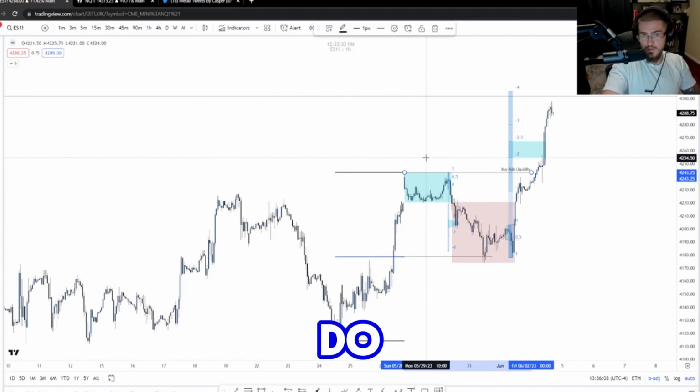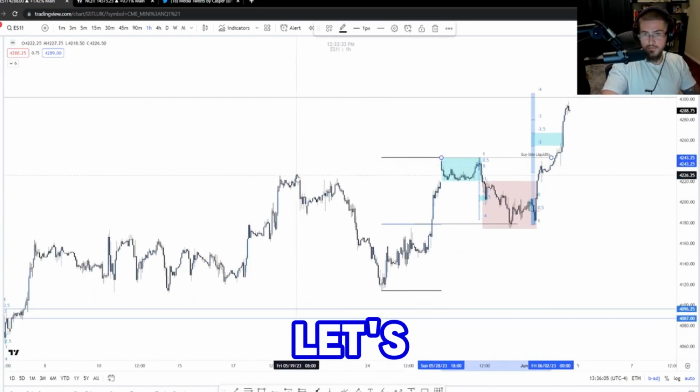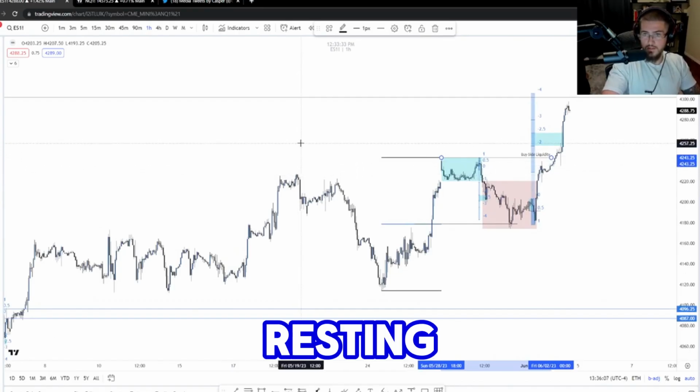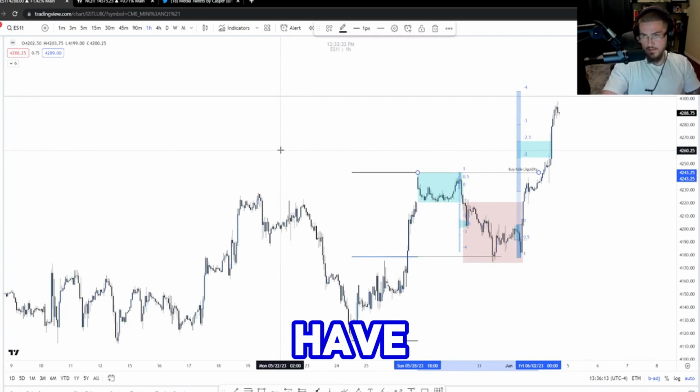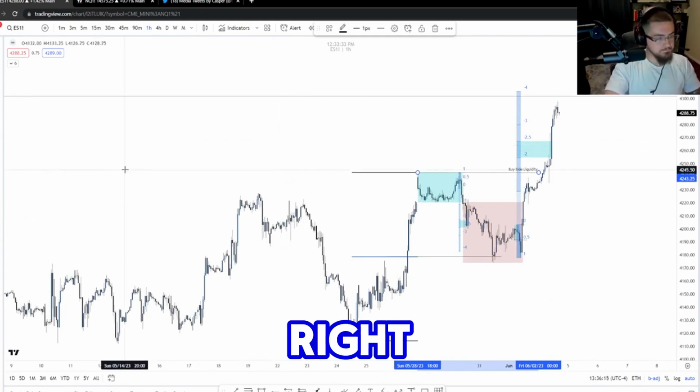Now, the best way to do this is to try to look back and, let's say if there was some high resting at or equal highs up here, then I probably would have bought strikes for that level. But we didn't have that, right?